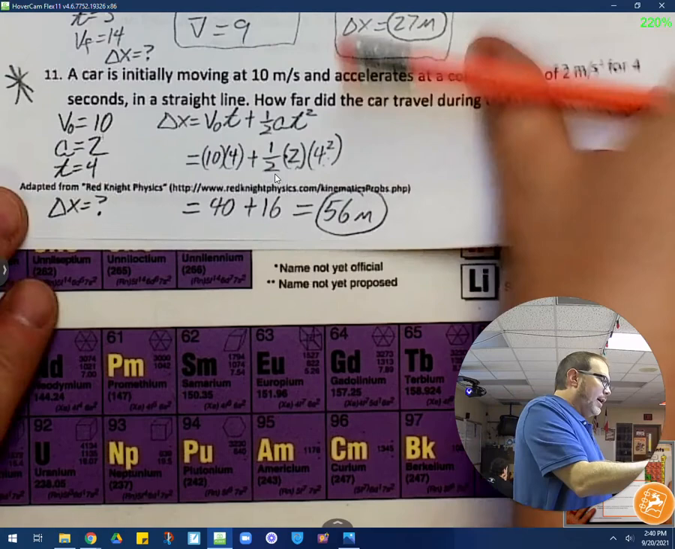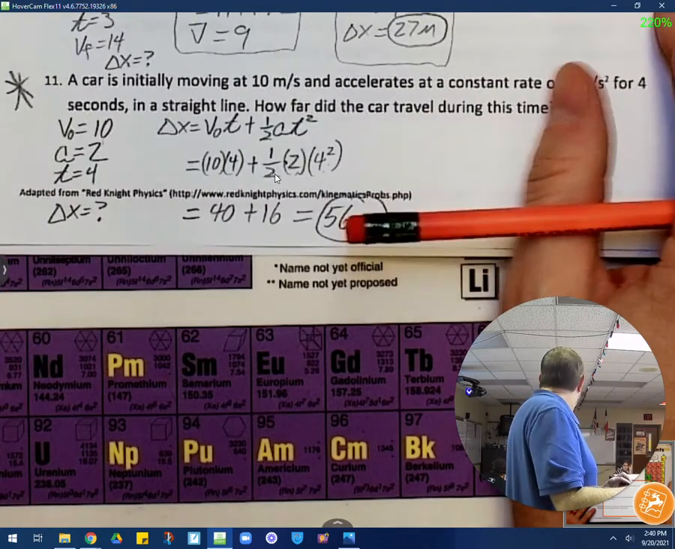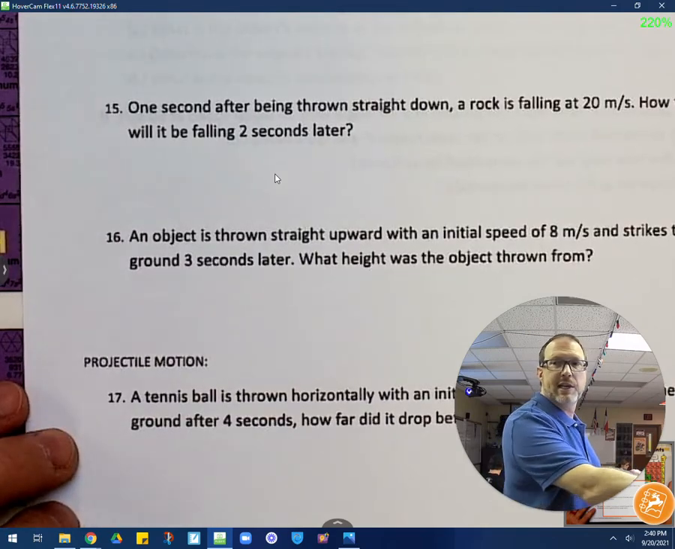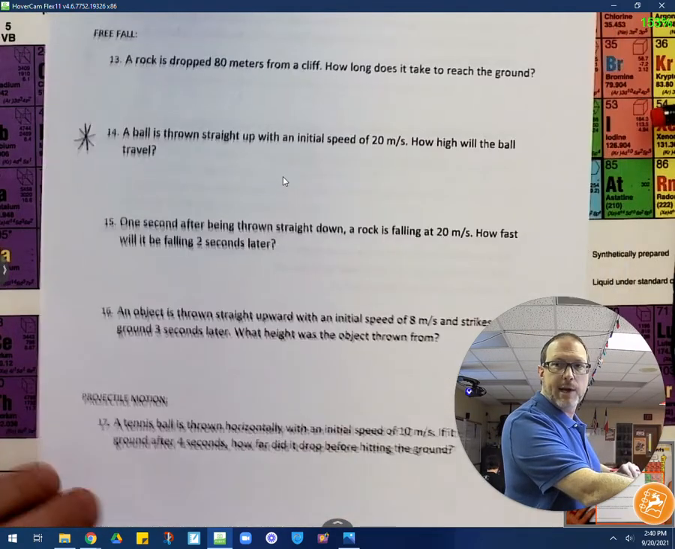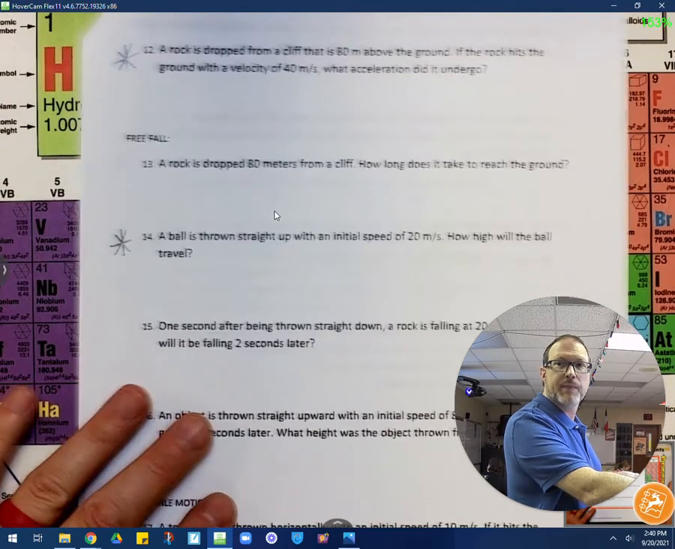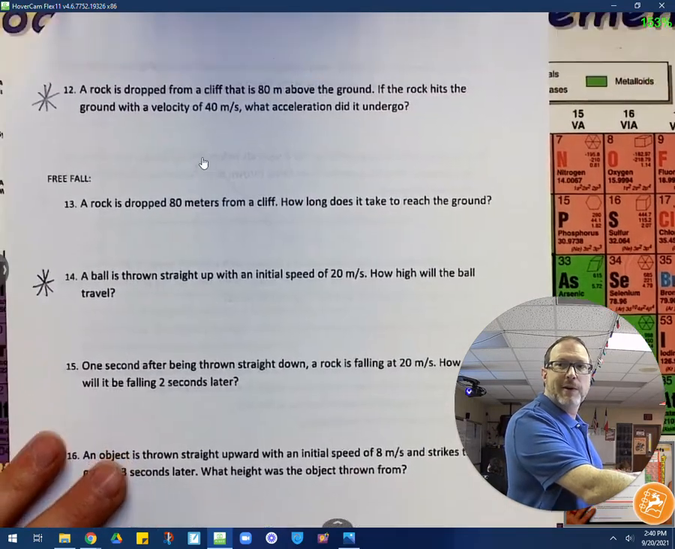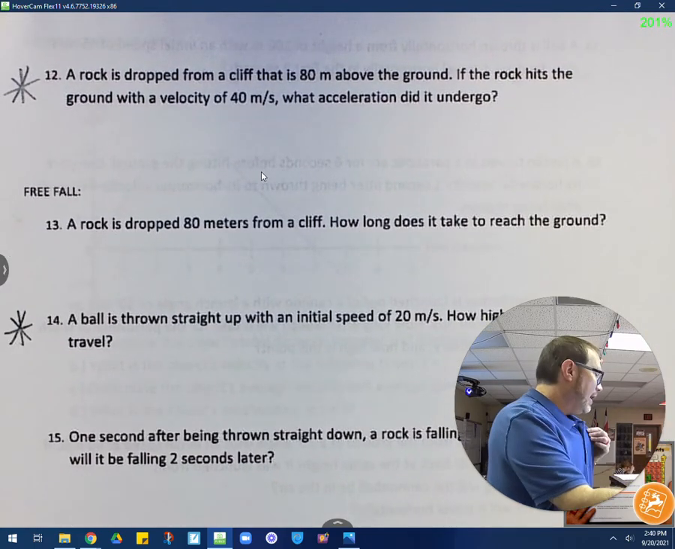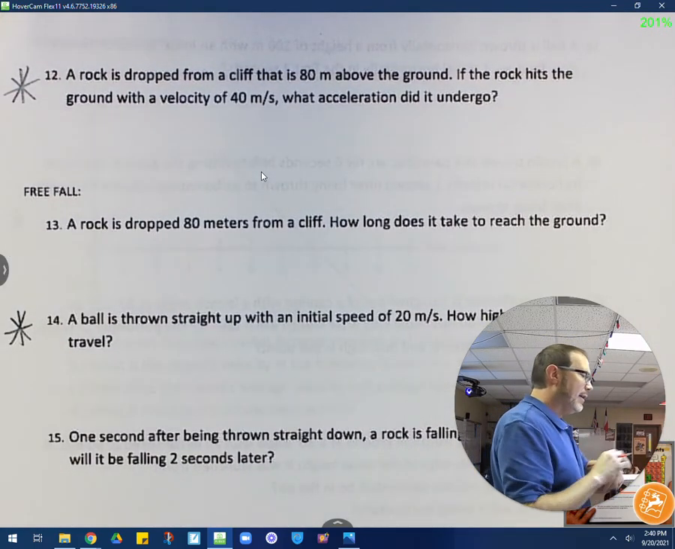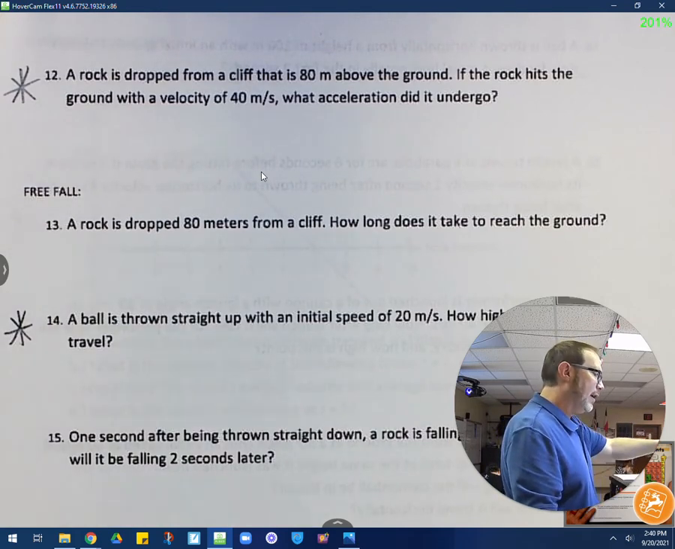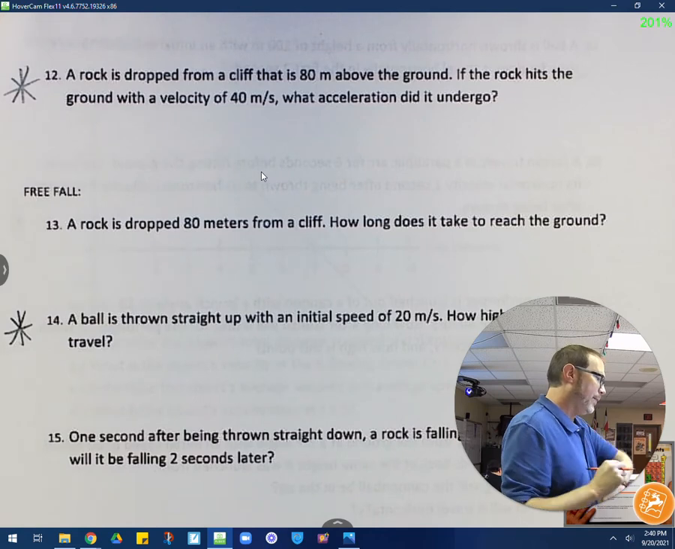All right, shall we look at a few more? Why the heck not? Let's at least look at number 12 and number 14, and then I think I'm going to stop throwing new math at you guys for one day. Number 12. Oh, this is fun. A rock is dropped from a cliff. It is 80 meters above the ground. If the rock hits the ground with a velocity of 40 meters per second, what acceleration did it undergo?